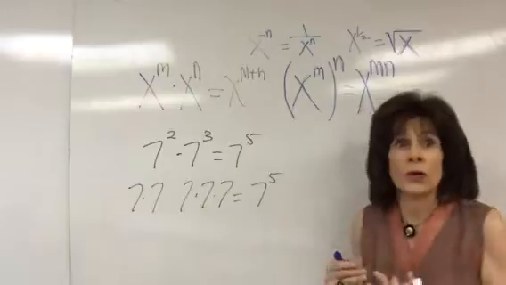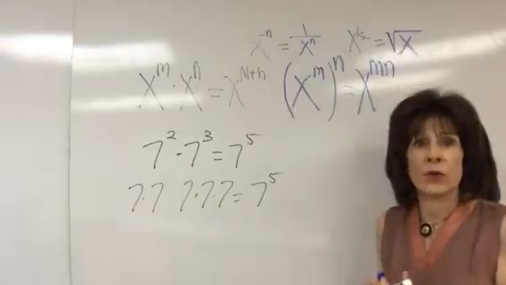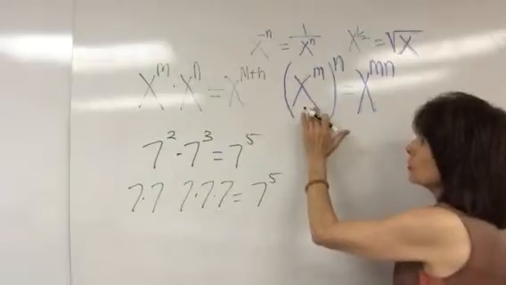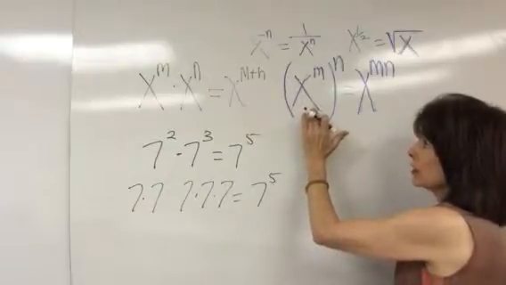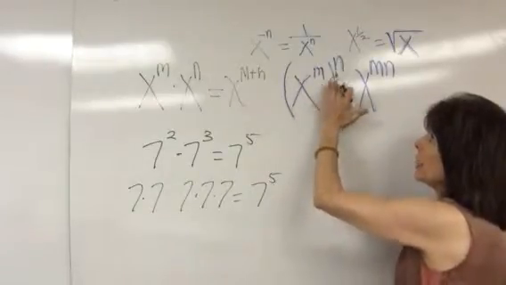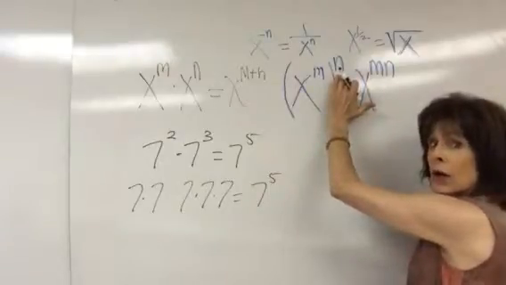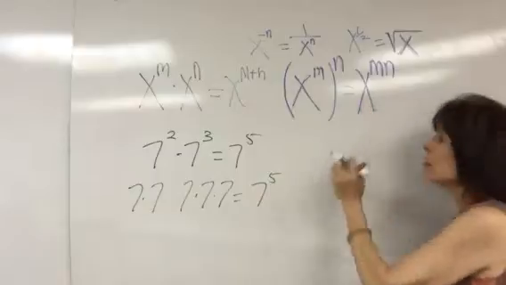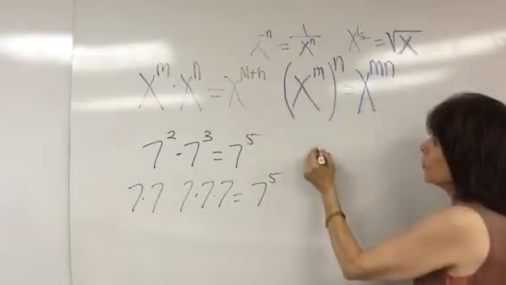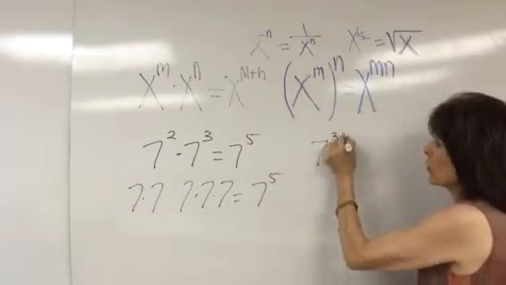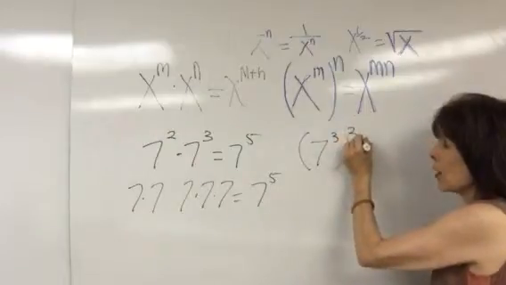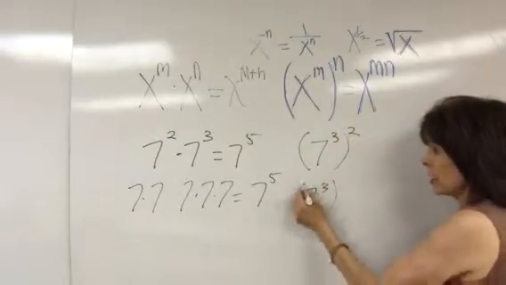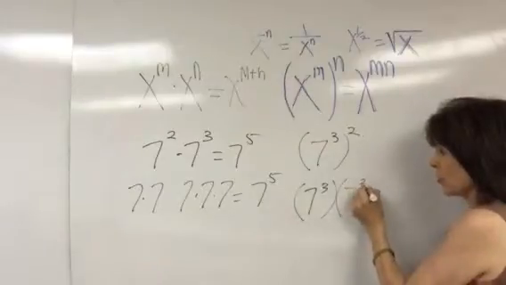Now, the other rule is when you raise a number with an exponent to a power, how do you handle that? Well, the rule is you take the quantity, in this case x to the m, and if it's raised to the n power, that's the same as x to the m times n. So if we had 7 to the third and we took it to the second power, that would be the same as the quantity 7 to the third times 7 to the third.